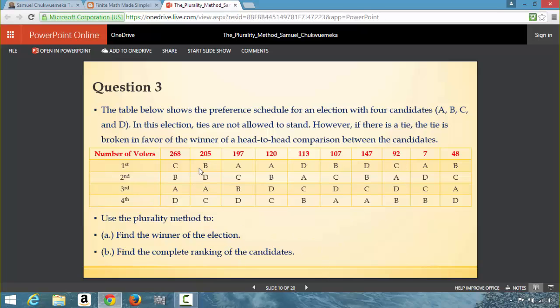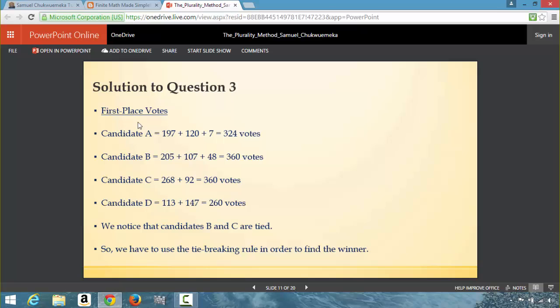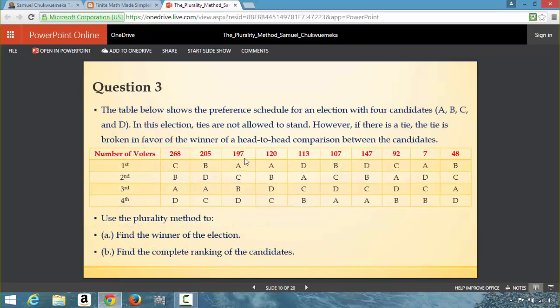First of all, let's find the most first place votes and see whether we have a tie. If you do the first place votes, candidate A has 324 votes. If you just add it up here, 197 plus 120 plus 7. For B, it will be 205 plus 107 plus 48. For C, it will be 268 plus 92. For D, it will be 113 plus 147. Right?